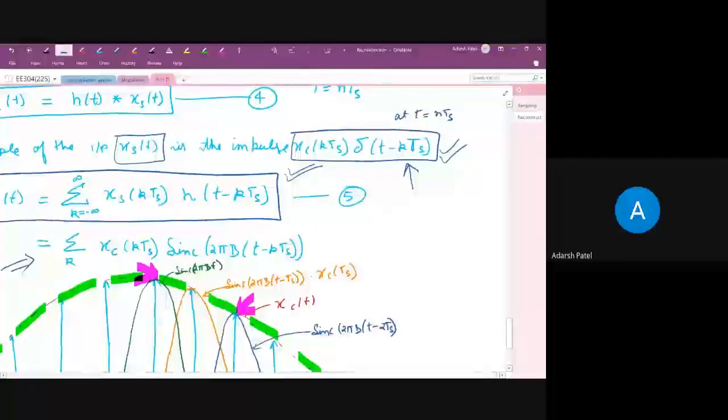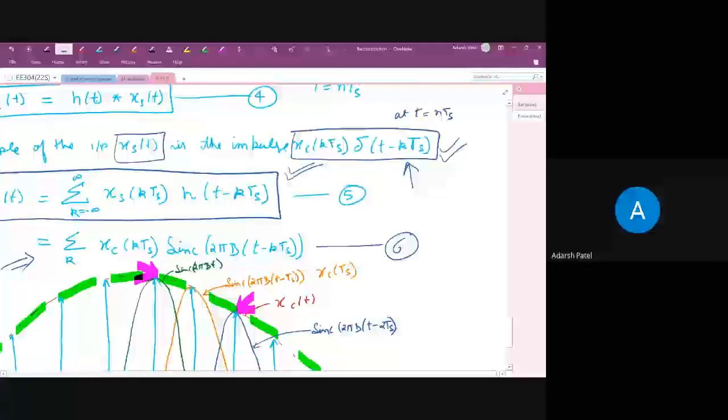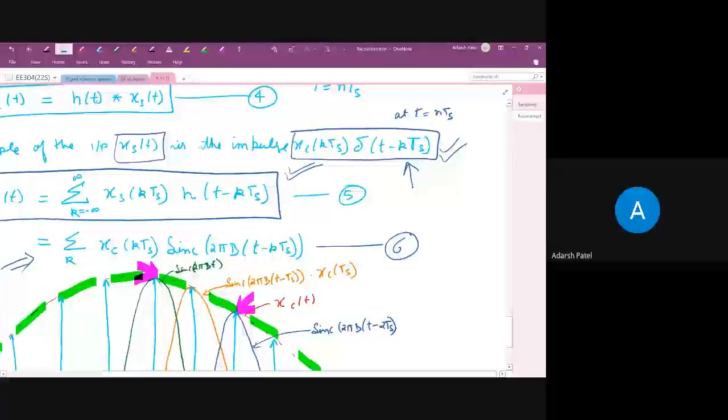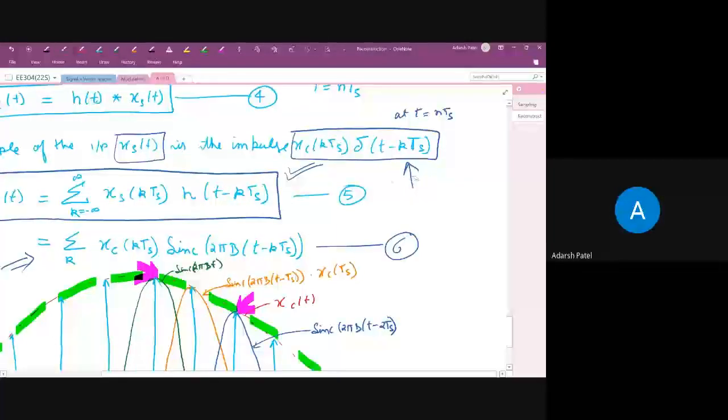So equation number 6 is just to show you the equivalence, that how equation number 5 turns into it. After doing equation number 5 in the time domain, if you obtain the figure, why it is coming out to be x_c. Equation number 6 is to show that. That's it. I hope this is clear now.